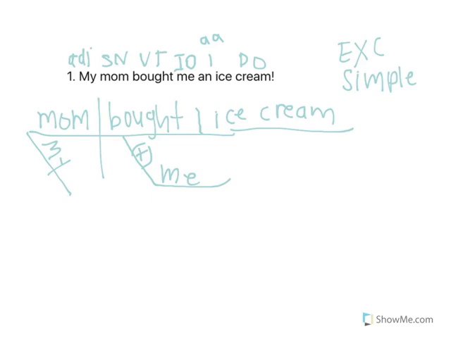And I just want to remind you guys that bought is a transitive verb in this sentence because it's transferring action to the word ice cream. And we know that a transitive verb always has a direct object that it transfers action to. So what did she buy? She bought ice cream. And a transitive verb cannot exist without a direct object following it.